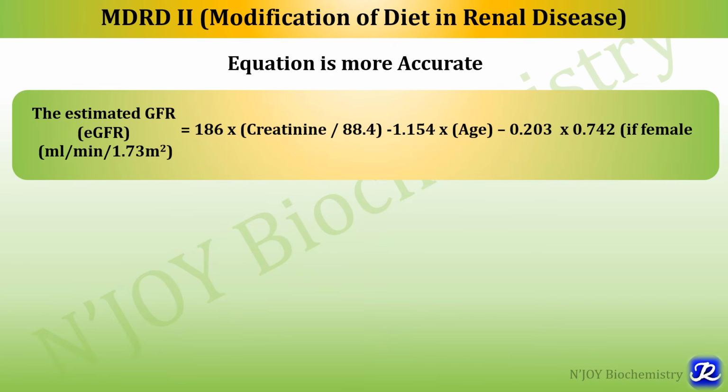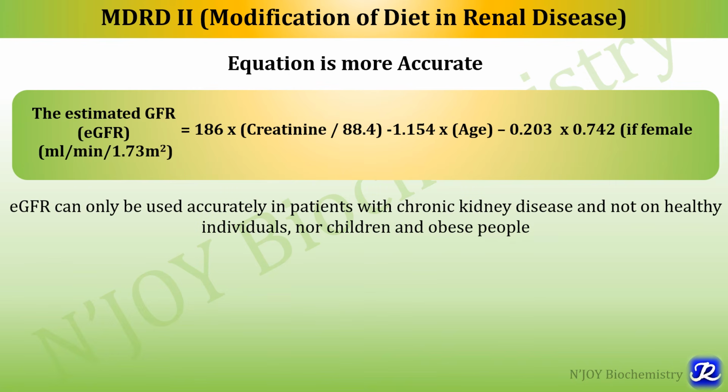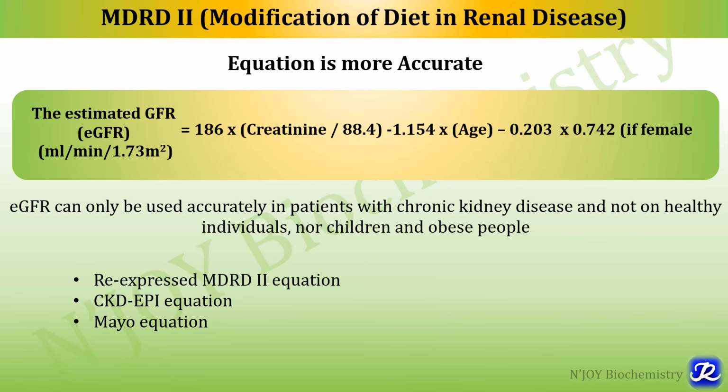There is one more equation which is more accurate, that is the MDRD equation, that is modification of diet in renal disease. So a calculator is available for this, and eGFR can only be used accurately in patients with chronic kidney disease and not in healthy individuals, children and obese people. There are various other equations also, which are the re-expressed MDRD equation, CKD-EPI equation, and Mayo equation.